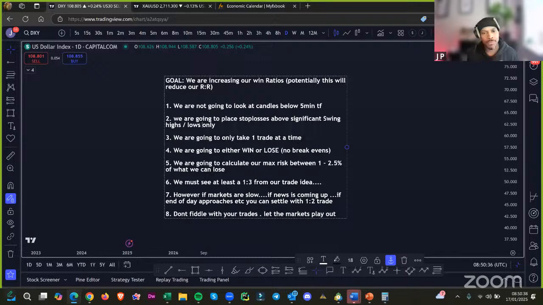We are going to calculate our max risk between 1 to 2.5% of what we can lose. I want to just say 1%. I'm saying 2.5% is for the people, and I don't think I should give parameters like this. I'm going to drop this. I'm just going to keep it like that, of what we can lose.